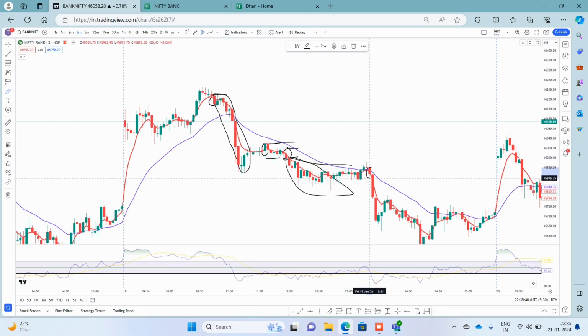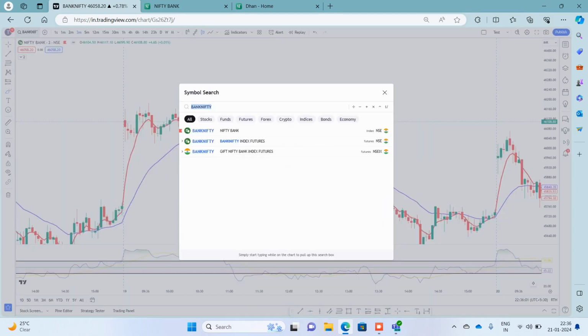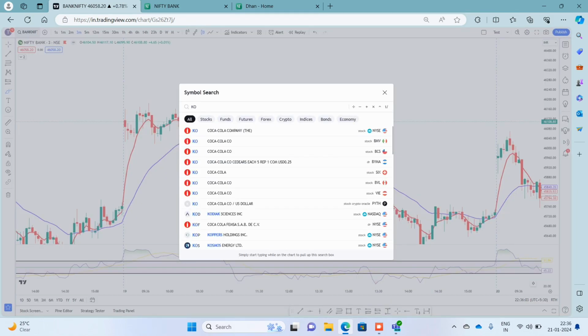Again a candle closing below 5 EMA, here you will enter, this will be your SL, and here you will get this premium. In a given day, minimum you will get 4 to 5 trades using this strategy. Now we have seen the strategy on the index chart. Now let's see the strategy on the stocks.